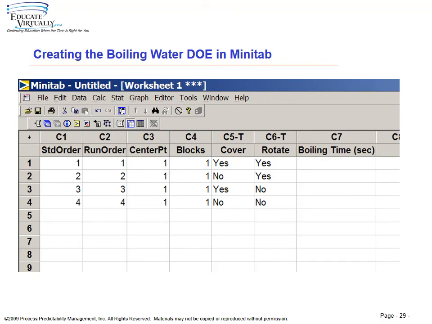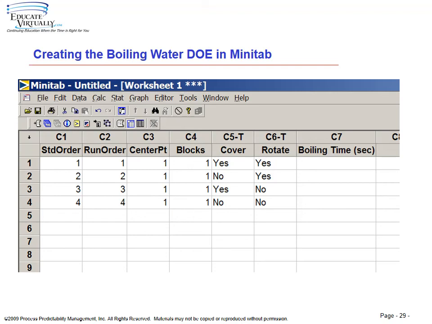Next, we're going to add boiling time in seconds as column C7. That's our response. So after you set up the experimental condition, and the first one would be to cover it and to rotate it, then we would take a look at it through the microwave. Once we start to see the bubbles, then we'll be able to subtract the start time from the finish time and get the boiling time in seconds. Do that for each experimental condition, and then we'll be able to analyze it like you've learned how in the previous sections of this module.